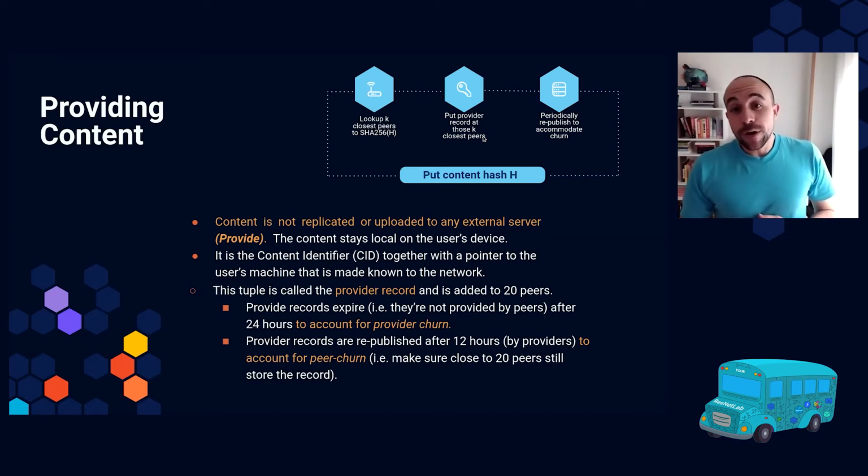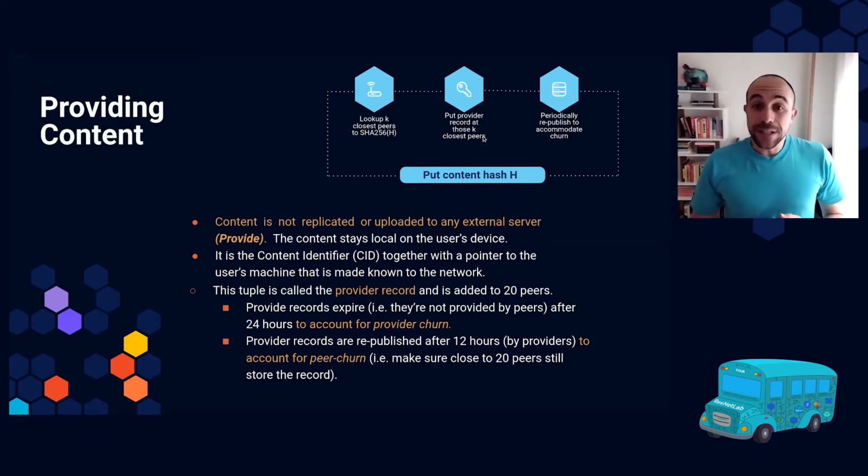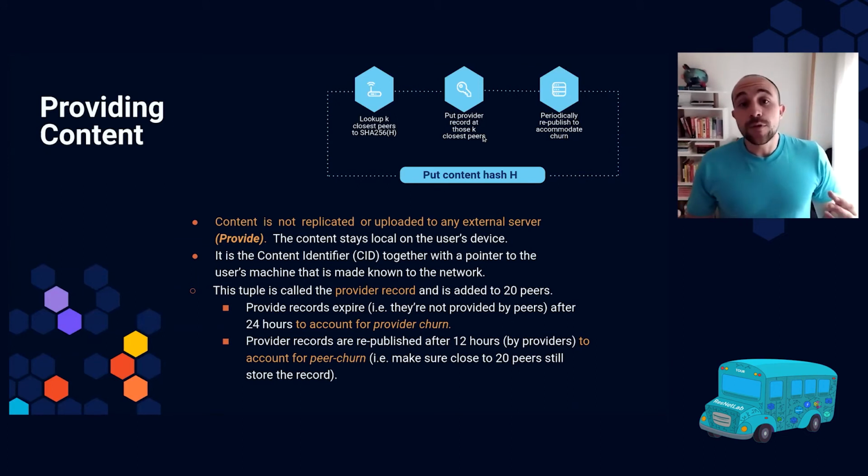So we have several mechanisms in order to accommodate for this node churn that we have in the network. First, provider records expire. And the reason why provider records expire is because at one point I may disappear from the network and I may be the only one storing content. And if we didn't add this expiration to provider records, we would have pointers in the DHT that point to content that is not stored in the network anymore. Because if I'm the only one storing the content in the network and I leave, there's no way of reaching that content anymore. So this is the reason why provider records expire every 24 hours.